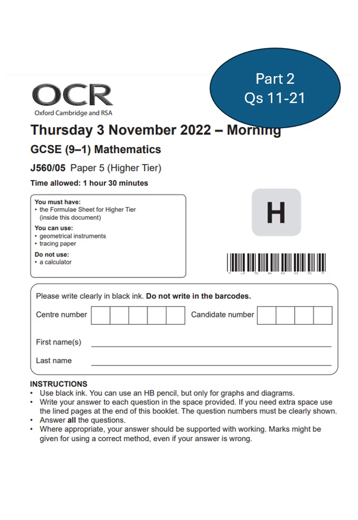This is the second part of the OCR paper 5 from November 2022. So we're covering questions 11 to 21. Okay, so here is question 11.